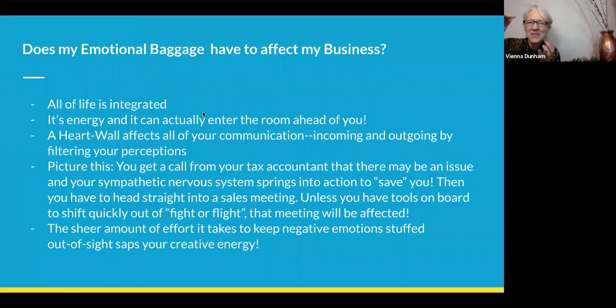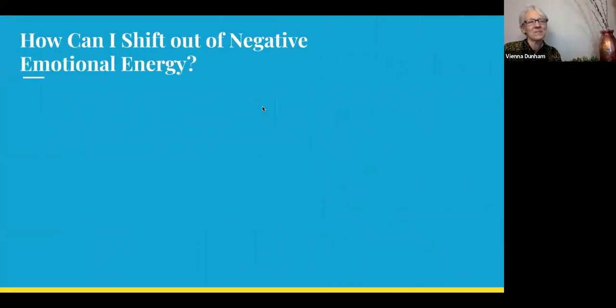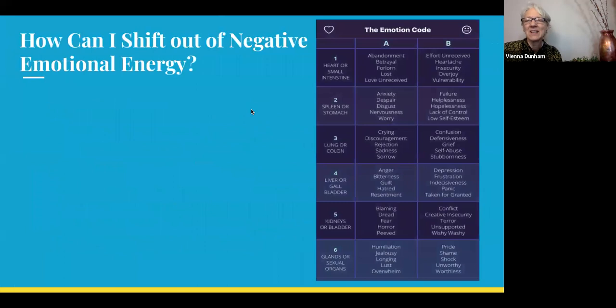All right. So the amount of effort it takes to keep the lid on negative emotions, keep them out of sight, totally saps our creative energy. All right. So how can we shift out of negative emotional energy? Now this is the Emotion Code chart. I told you there were 60 emotions. So two columns, six rows. And these are the ones that Dr. Brad has found, the man who wrote it, encompass everything that he's found. They can be summed up in these things.